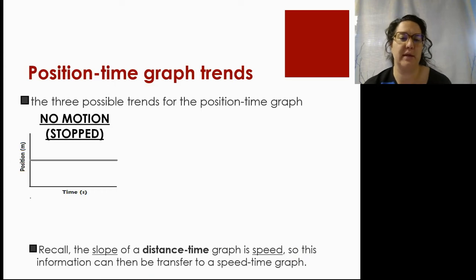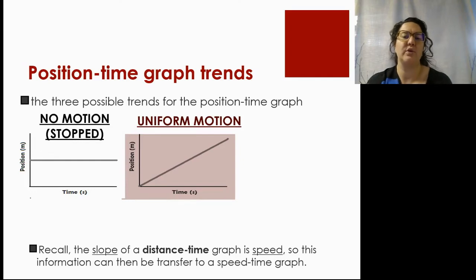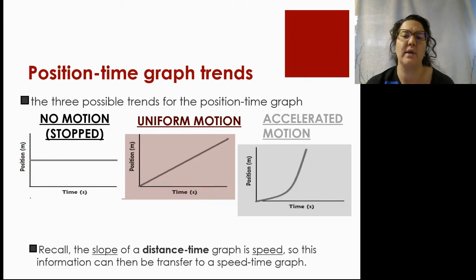So there's 3 possible trends for a position time graph. We can have a graph where time elapses, but the position does not change. And this is where there is no motion or the object is stopped. We can have a uniform motion position time graph where as the time increases, position increases at a constant rate. And then we can have a graph with accelerated motion where the position changes at a curve compared to the time. And so the slope of a distance time graph is speed. So this information can then be transferred to a speed time graph. Generally, we won't calculate the slope of accelerated motion graphs, but we will of uniform motion graphs.